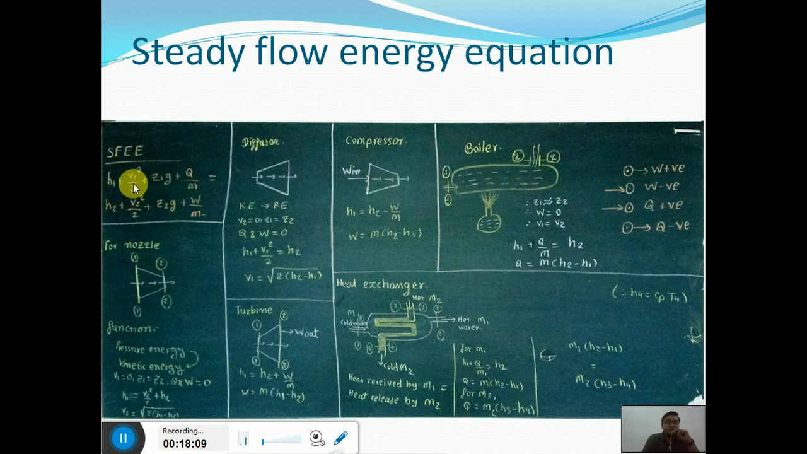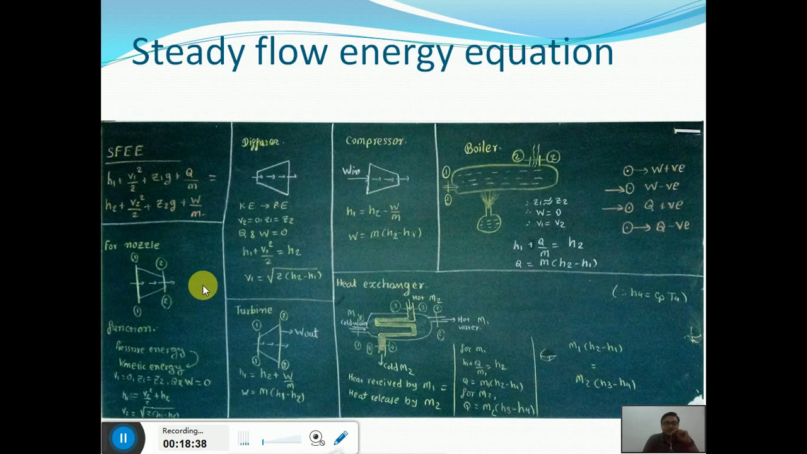That's why V1 is lesser than V2, so we are taking V2 over here. So what would the equation be? H1, this is 0, this is neglected, is equal to H2 plus V2 square by 2. So here is the equation: H1 is equal to V2 square by 2 plus H2. So V2 will be equal to under root 2 times (H1 minus H2).